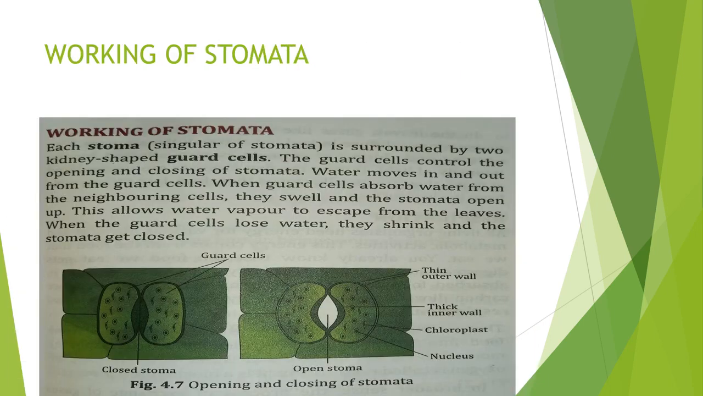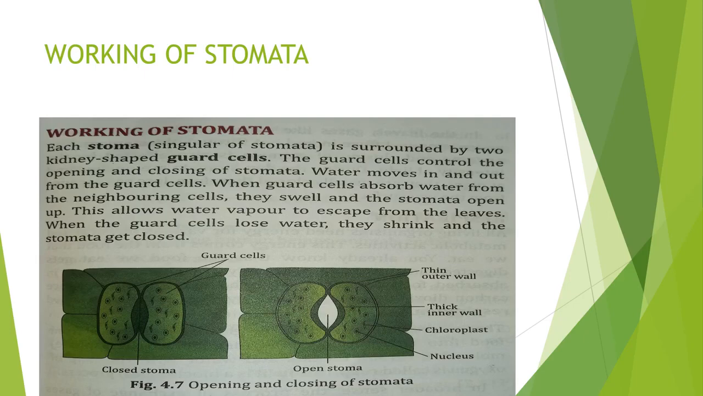Now we will know the working of stomata. How does a stoma function? Each stoma is surrounded by two kidney-shaped guard cells, which you can see in the diagram. They are of kidney shape. The guard cells control the opening and closing of stomata. Water moves in and out of the guard cells.